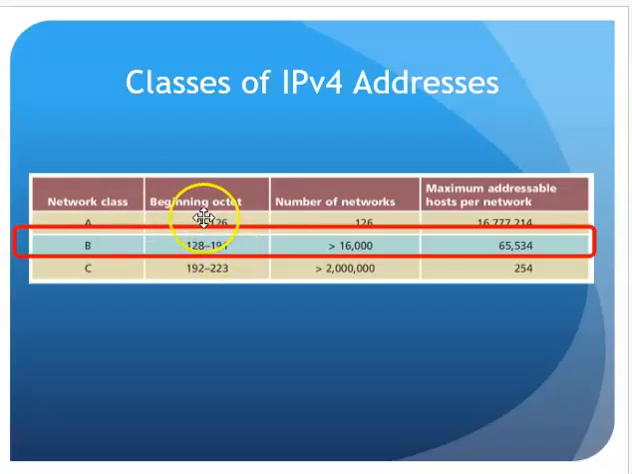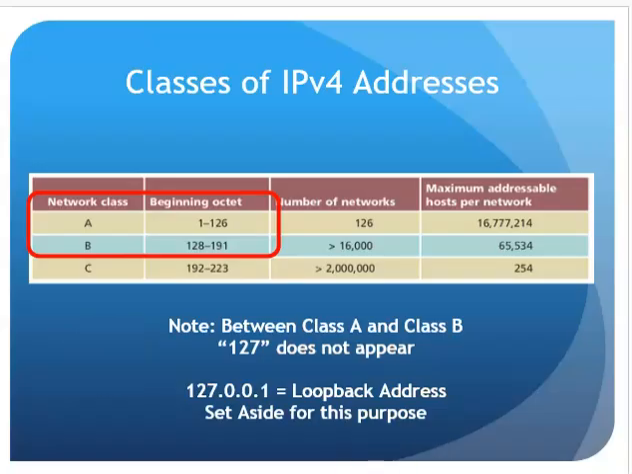Again, remember these first octets. If you look at your first octets, you'll notice 126, 128. Where did 127 go? You should also remember that 127.0.0.1 is your loopback address, so we don't see it listed as a beginning octet. It is set aside for loopback testing purposes. So do not forget about 127.0.0.1 as your loopback address.